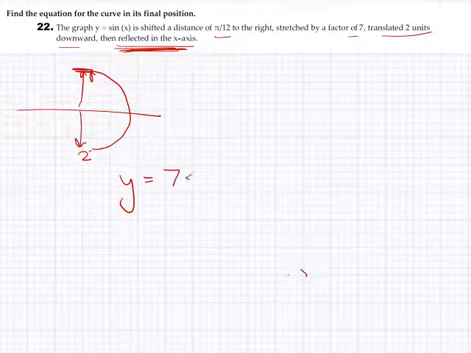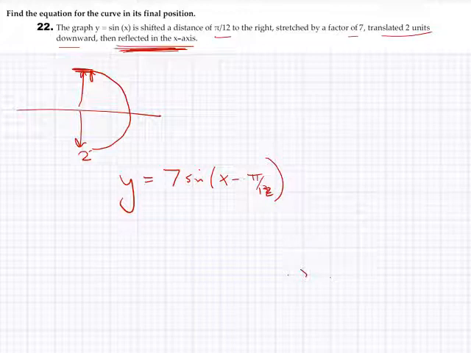So if we did this based off of the steps it told us to follow, stretch by a factor of 7, we're going to multiply it by 7. We're going to shift it pi twelfths units to the right, so that would be x minus pi twelfths. Okay. Then what we're going to do is we want to translate it 2 units down and reflect it over the x-axis. So reflecting over the x-axis is multiplied by negative, but remember, 2 units down, then followed by reflection would actually be 2 units up. So we'll do a plus 2 there.